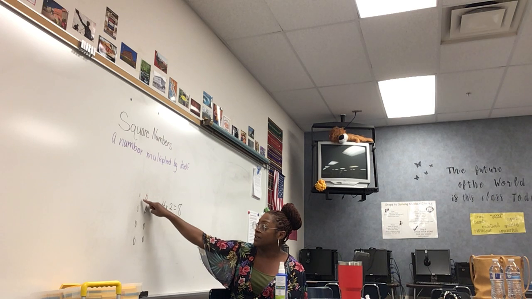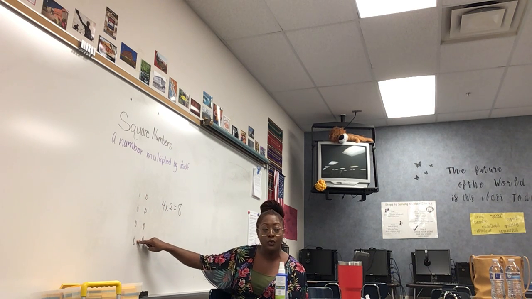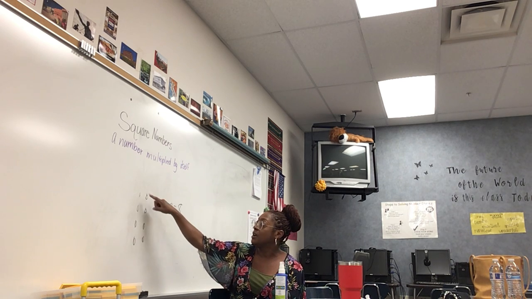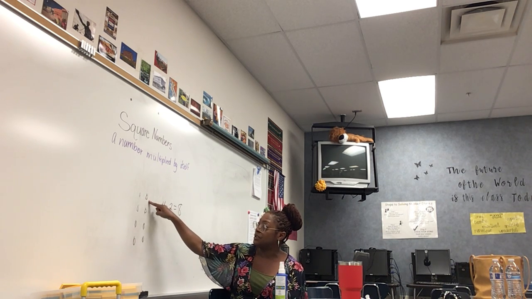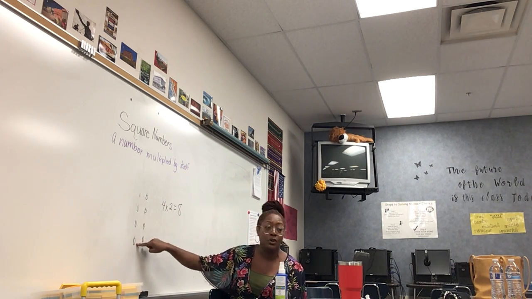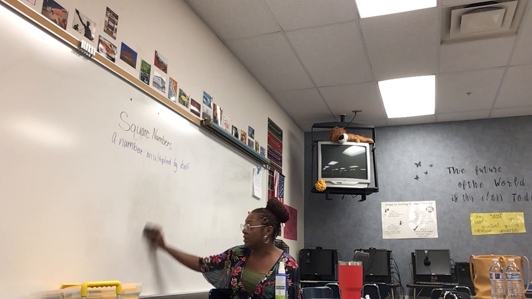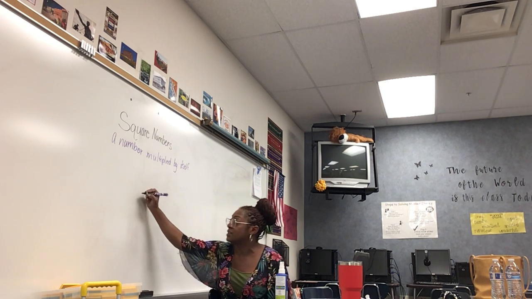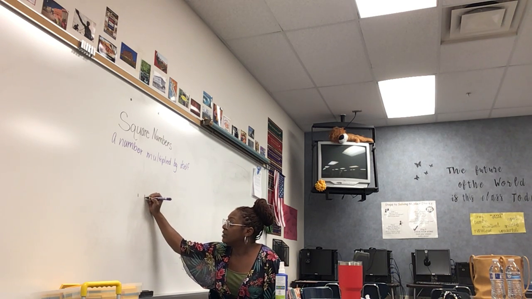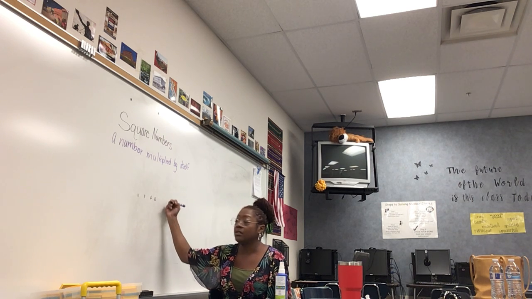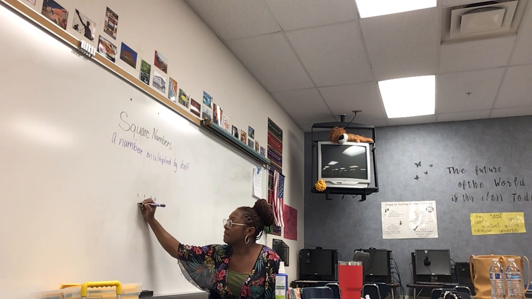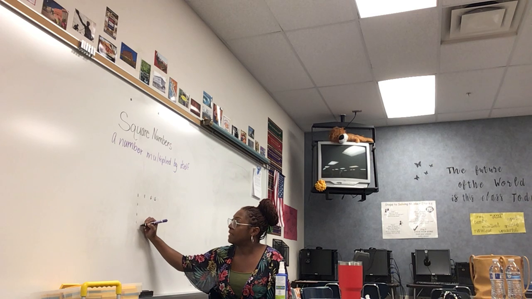We have 1, 2, 3, 4 rows. Wait a minute, columns, rows go this way. We have 2 columns, 1, 2, and 1, 2, 3, 4 rows. Okay? Another array that we can do would be like this. We can have 4 columns and 5 rows.